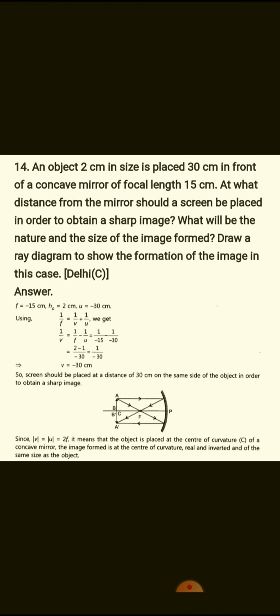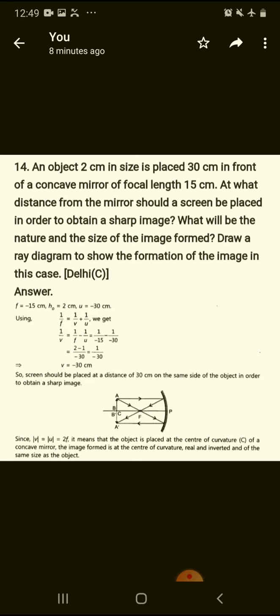Now coming to the next question, we have an object of 2 centimeter. So the height of the object is given to you, that is 2, placed 30 centimeter in front of a concave mirror. Concave mirror means u is given to us, and focal length is given to you, that is equal to 15 centimeters. Since we have a concave mirror, the focal length will be negative. So we have to find at what distance from the mirror should the screen be placed.